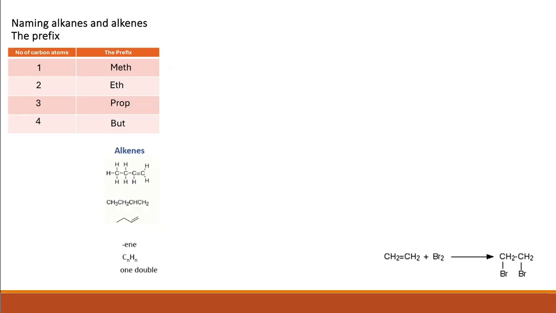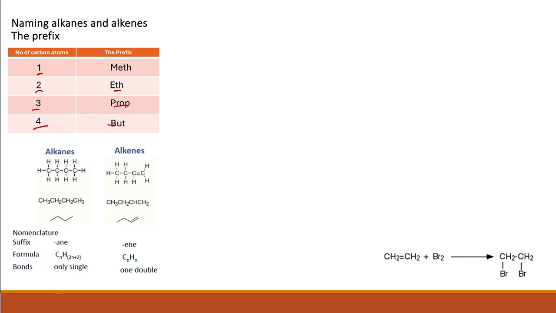Let's compare alkanes and alkenes, starting off with the naming. So how to name alkanes and alkenes? Remember that we need to use a prefix, which is used for the first part of the name, and this is related to the number of carbon atoms in the chain. So if you have only one carbon atom, it's meth, two carbon atoms, eth, three, it's prop, and four is but. For alkanes, the suffix is going to be ane, so you add the prefix with the suffix, so you have methane, ethane, propane, and so on.